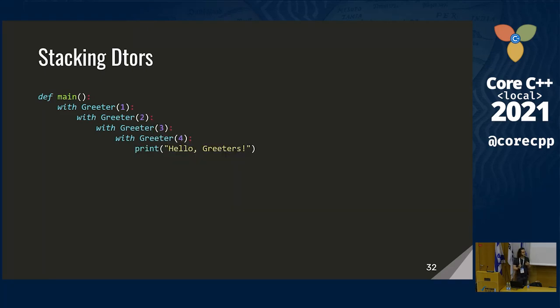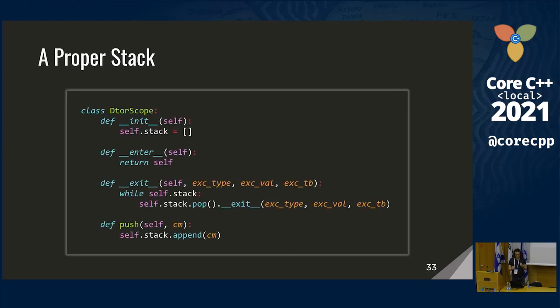So to deal with that, instead of just stacking indentation, let's use a proper stack. Instead of using a with statement for each and every object we create, we're going to use a destructor stack specifically. We create a destructor scope object. It holds a stack. We're using a list because it has pop and append functions, so we can use it exactly like a stack. In the enter, again, we don't need to do anything. When we exit the scope, we're going to go over all the members in the stack and destruct them. And additionally, we add a push function so that we can push our objects into the stack.